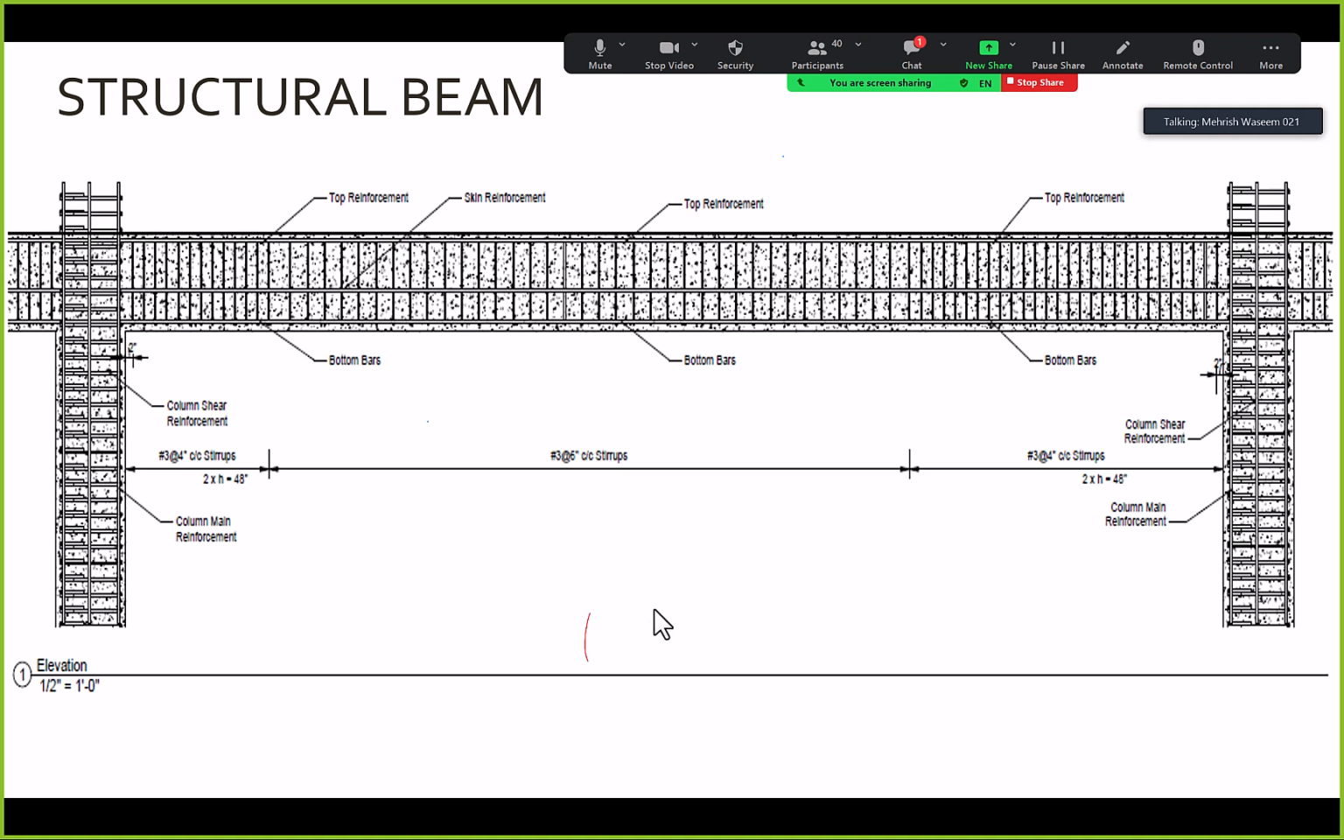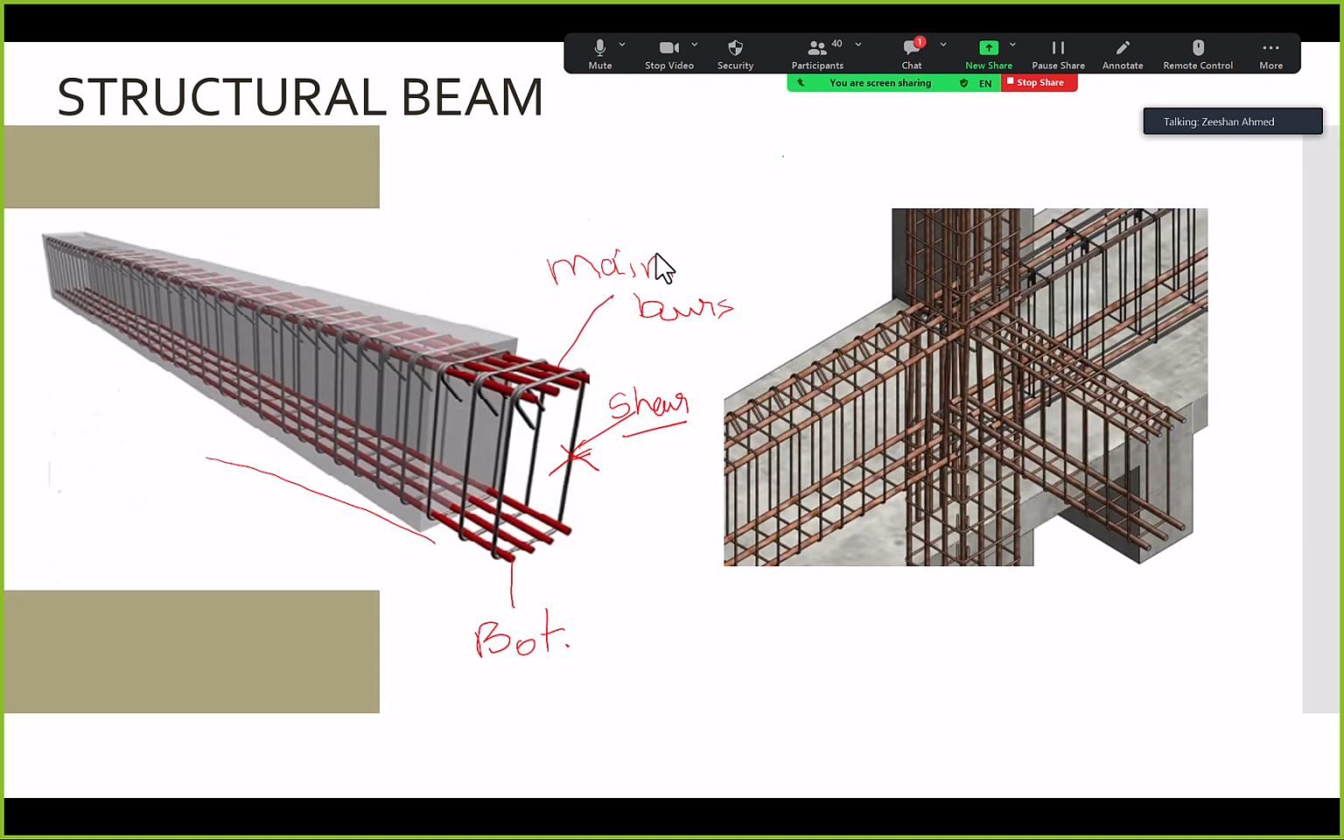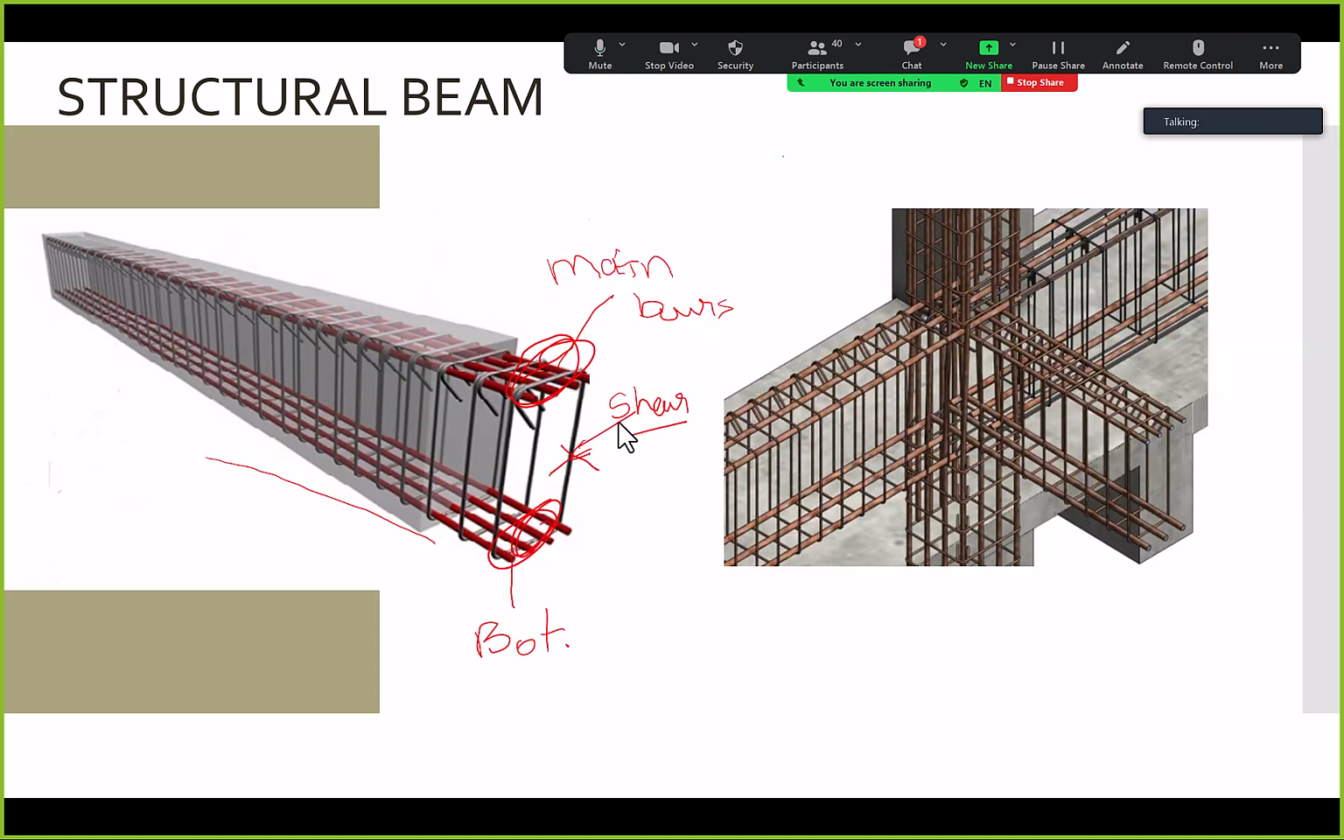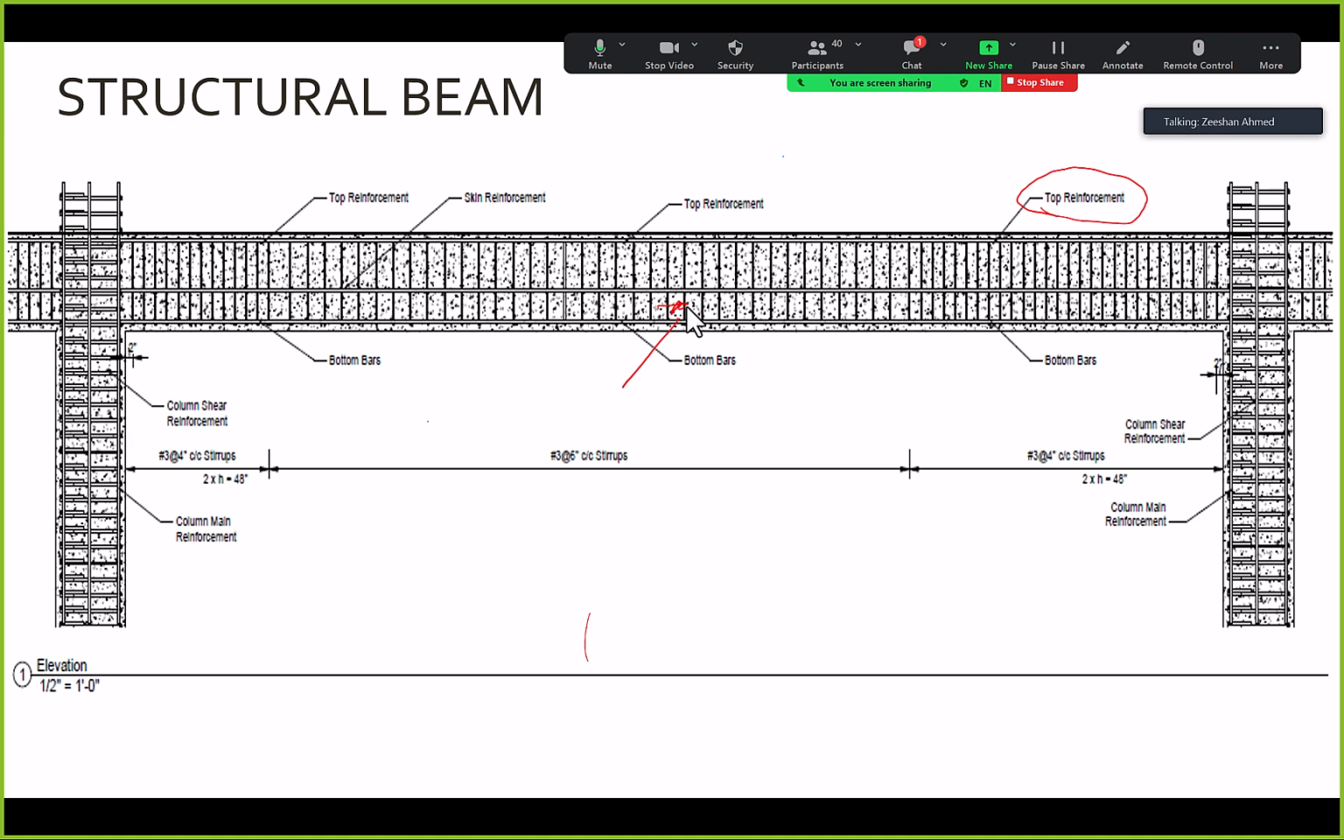Yes, sir. Now comes the main part. You need to, as an architect, be capable enough to read a structural drawing. That structural drawing you'll get like this. You have a beam in front of you. You have top reinforcement. If I go back in 3D, this is top reinforcement. Then this is bottom reinforcement. These are the shear bars. This is the mid bar, usually not used.